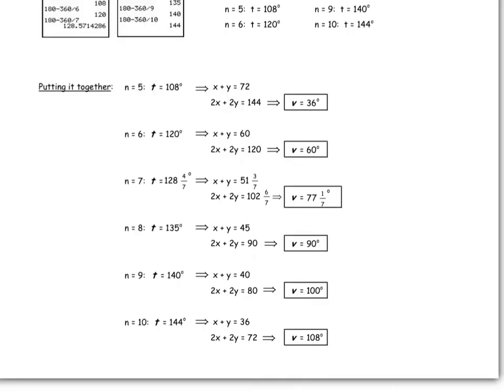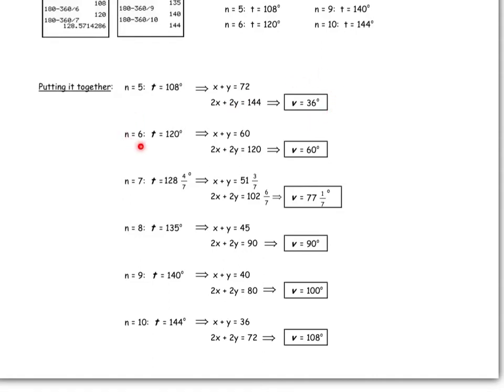I put the information together and I figured out that when n was equal to 5 and angle T was 108 degrees, that x plus y, the two angles in the little triangle with 108, would add up to 72 degrees. Then I doubled everything so that I could have a 2x plus 2y number, 144, and when I subtracted 144 from 180, I got the measure of angle V.